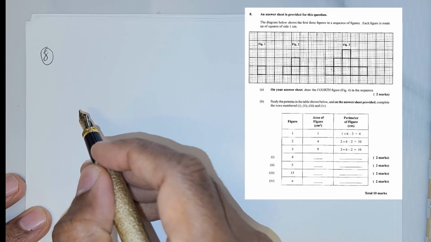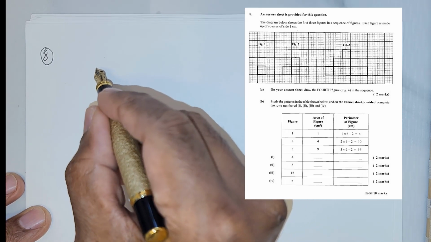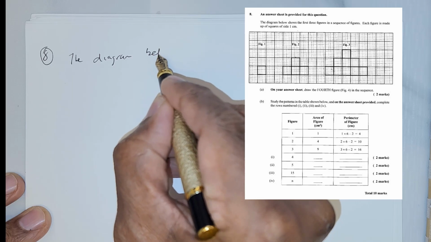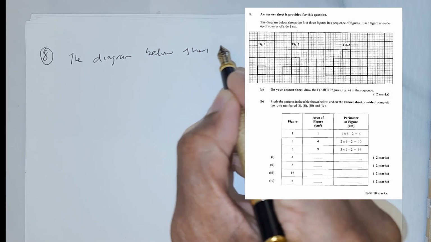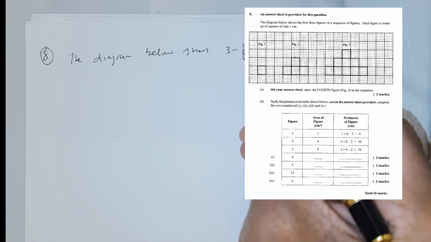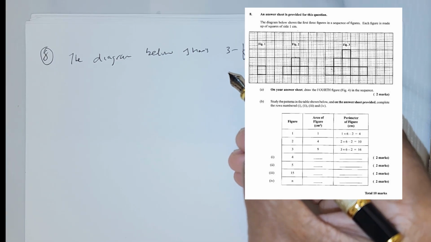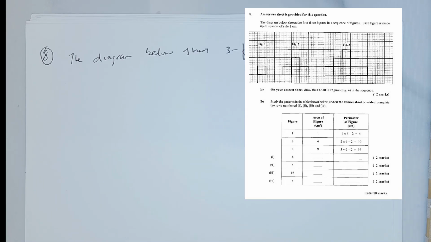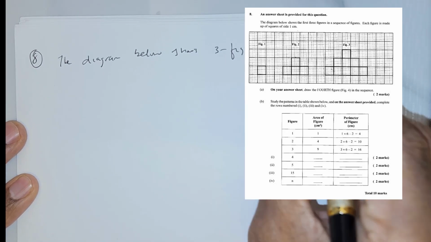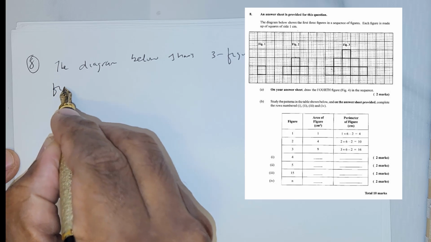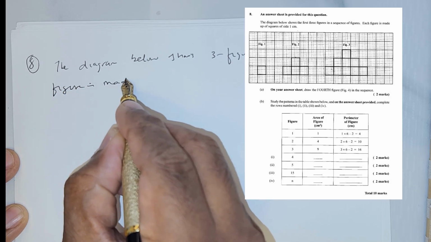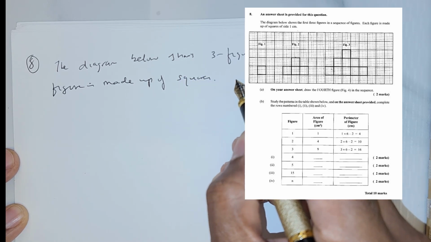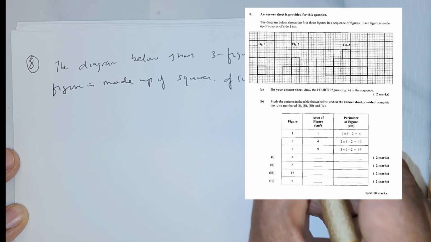Okay, so we are at question number 8. This is the question. The diagram below shows 3 figures in sequence. Now, each figure is made up of squares of side 1 cm. Now we have to complete the figure.